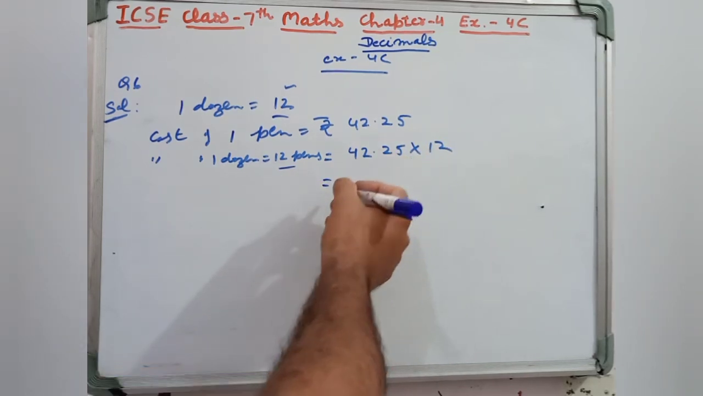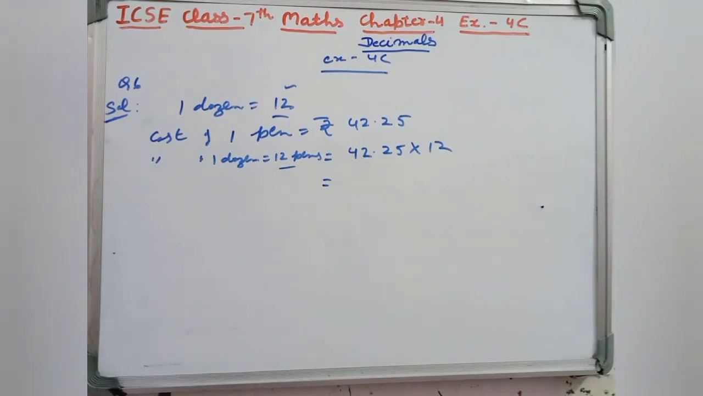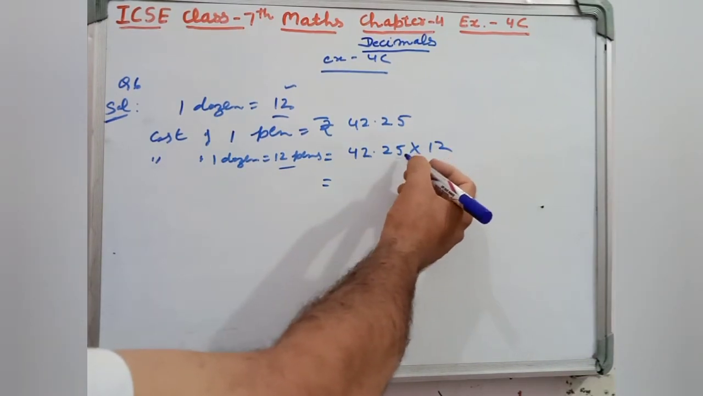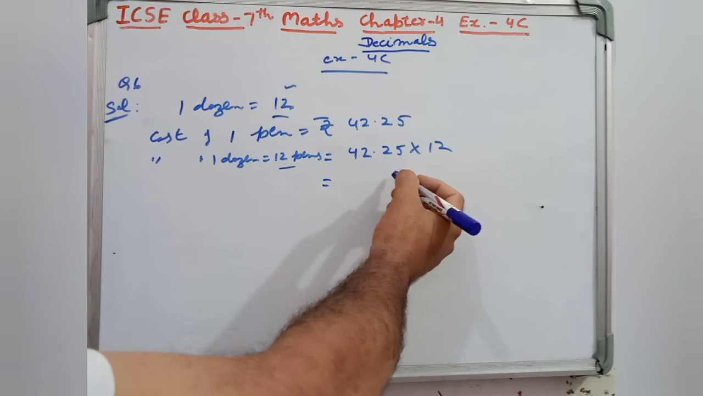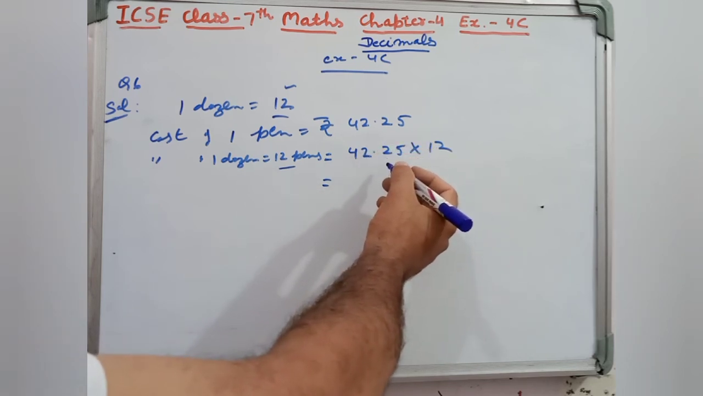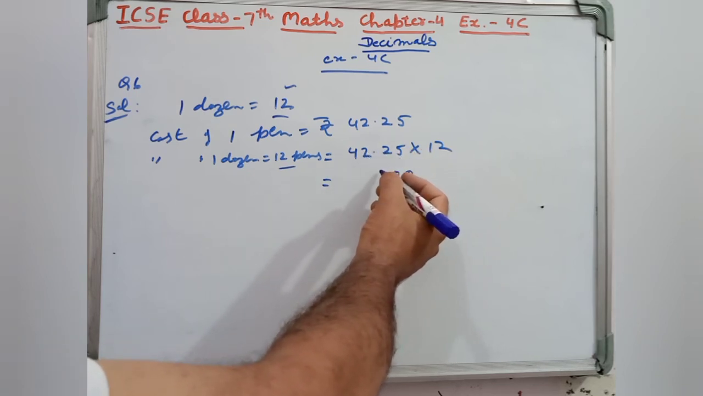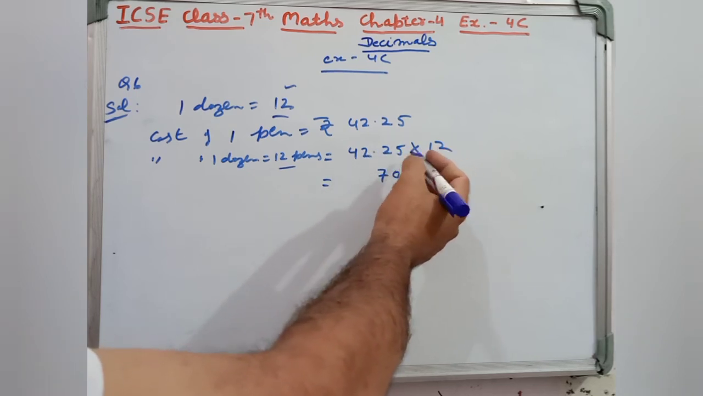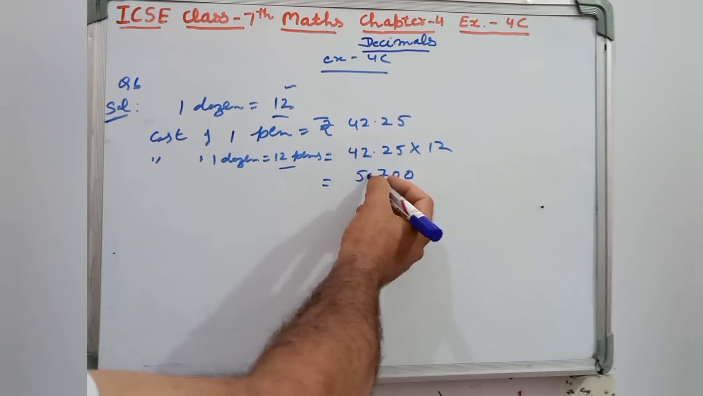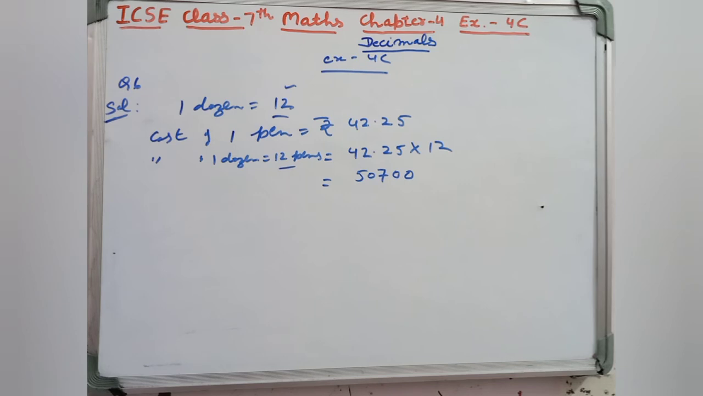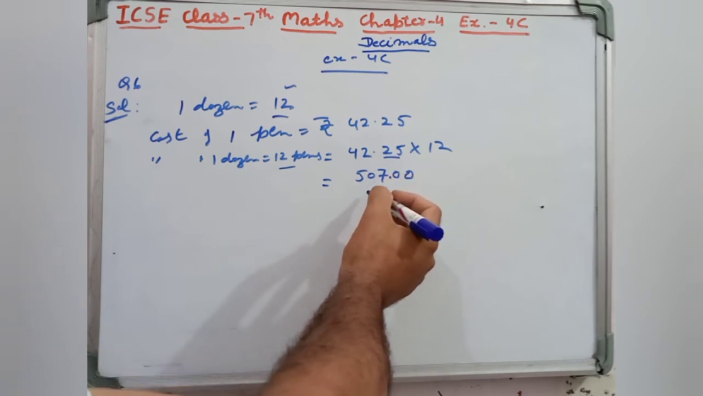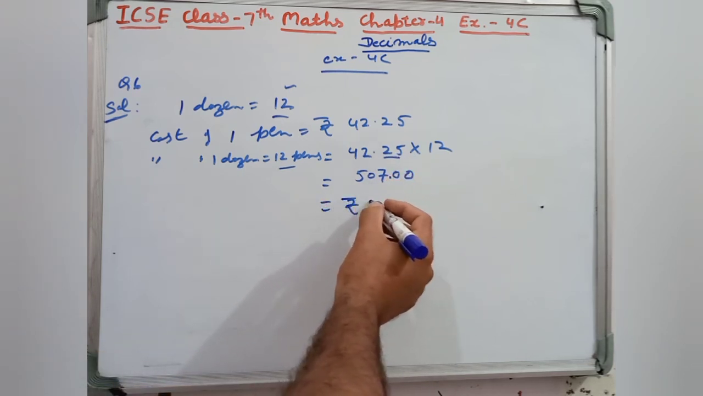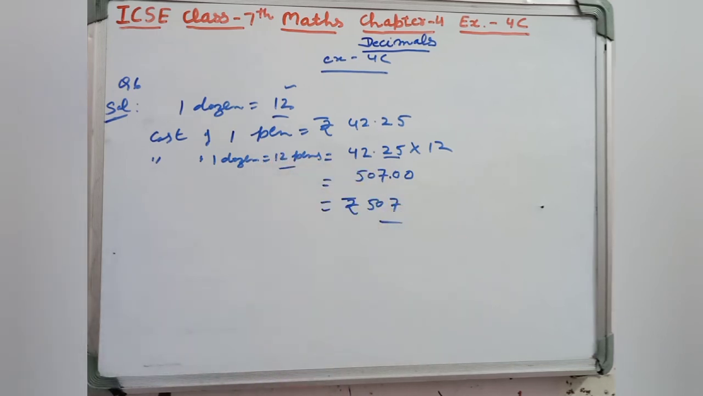Those who know the tables can do it easily, others have to do it in rough work. 12 times 5 is 60, 0, 6 carry. 12 times 2 is 24, plus 6, 30, 0, 3 carry. 12 times 2 is 24, plus 3, 27, 7, 2 carry. 12 times 4 is 48, plus 2, 50. So now we will put our decimal. How many decimal places? 2. 1, 2. So our answer will be ₹507. The cost of 12 pens is 507. Right?